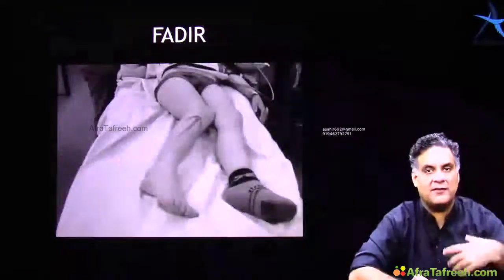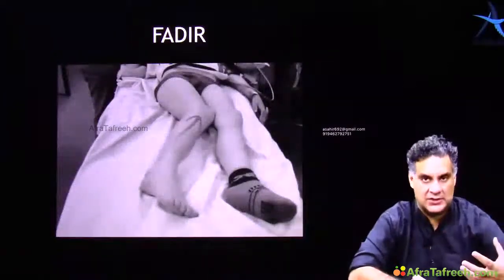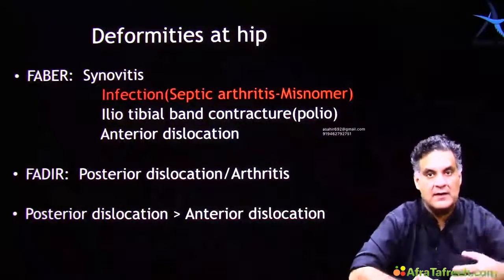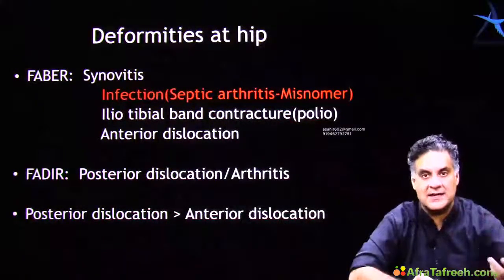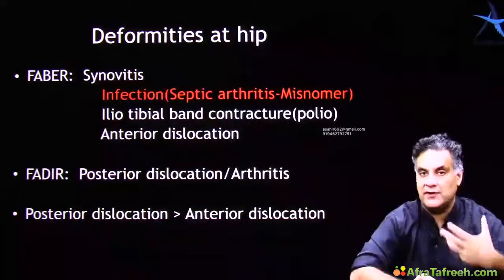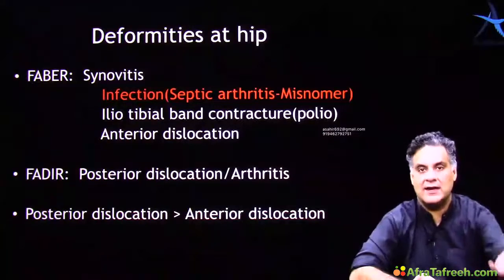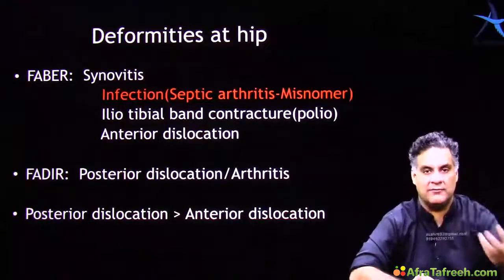And the opposite of it is flexion, adduction, internal rotation. Now the causes of FABER, number one is synovial proliferation. It can be idiopathic, transient, tubercular. Number two is infection, septic, that is pus in the joint, pyogenic. It's not actually arthritis, it is pus in the joint causing FABER.